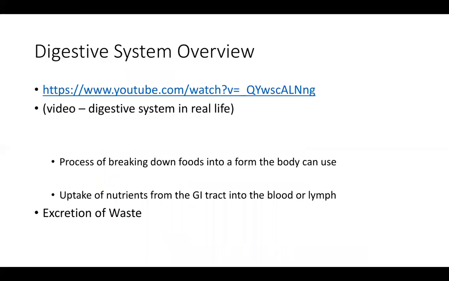Digestive system overview. This is a pretty great overview of actually watching the digestive system in real life. So there's actually something missing here, and it's digestion. Digestion is the process of breaking down foods into a form the body can use. And remember, we said there's mechanical as well as chemical digestion. Absorption is the uptake of nutrients from the GI tract into the blood or lymph. We're going to learn a little bit about what the lymph is. And then lastly, excretion of waste, which I think you guys are pretty familiar with.